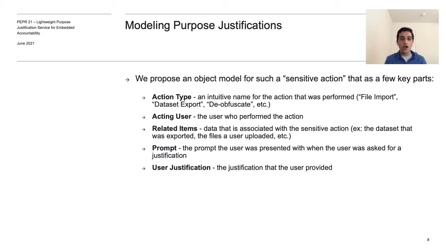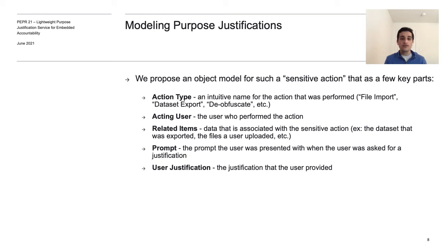We propose an object model for such a sensitive action that has a few key parts. First, the action type, which is an intuitive name for the action that was performed. Second, the acting user, which is the platform user that performed the sensitive action. Third, any related items that are associated with the sensitive action. This could be the dataset that was exported, files a user imported, and so on. Fourth, the prompt, which is the prompt a user was presented with when the user was asked for a justification. And fifth is the user justification itself. This could be free text or a checkbox that the user acknowledges, among other justification types.